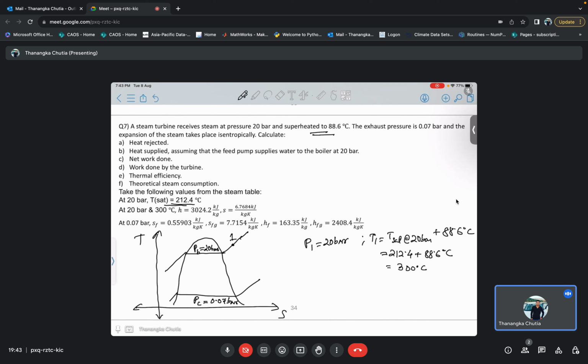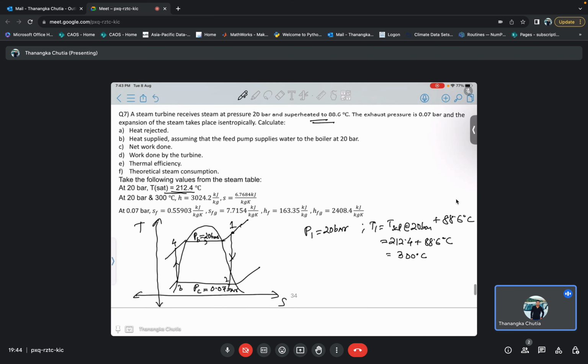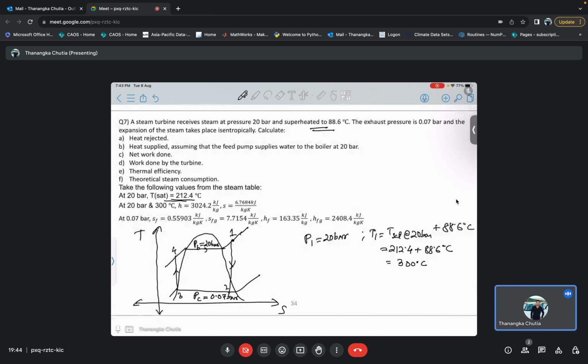Okay, then this steam is isentropically expanded to point 2, then this is point 3, and then this is point 4. Now by using this we have to calculate heat rejected and all these things. So what are the values that are given to us?